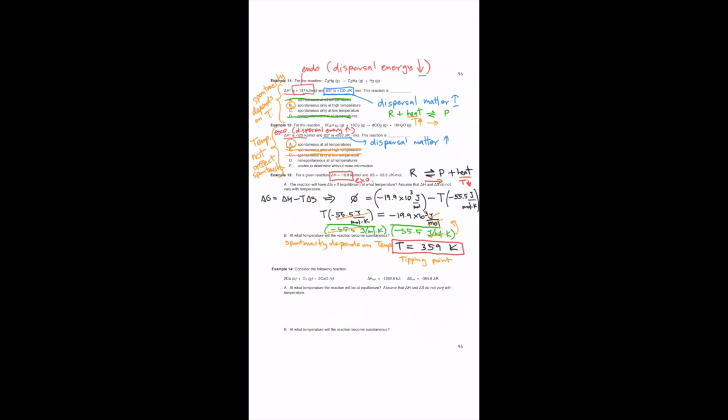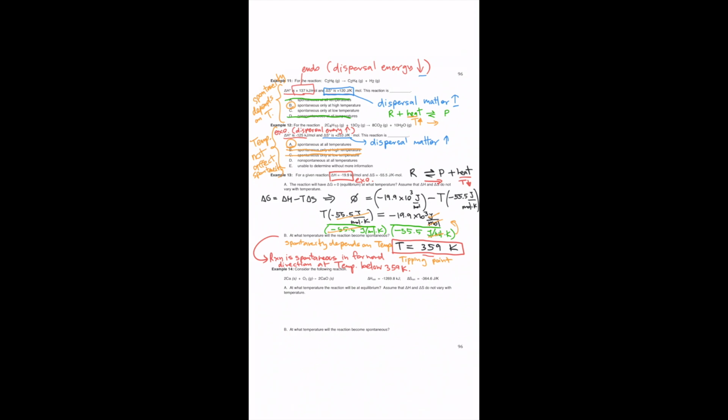Therefore, in this case, the reaction will become spontaneous at low temperature, which is going to be lower than 359 Kelvin. In conclusion, for this reaction, the reaction will be spontaneous in the forward direction at temperatures below 359 Kelvin, and the reaction will be non-spontaneous in the forward direction at temperatures higher than 359. But at the temperature of 359 Kelvin, that's where the reaction is already at equilibrium.